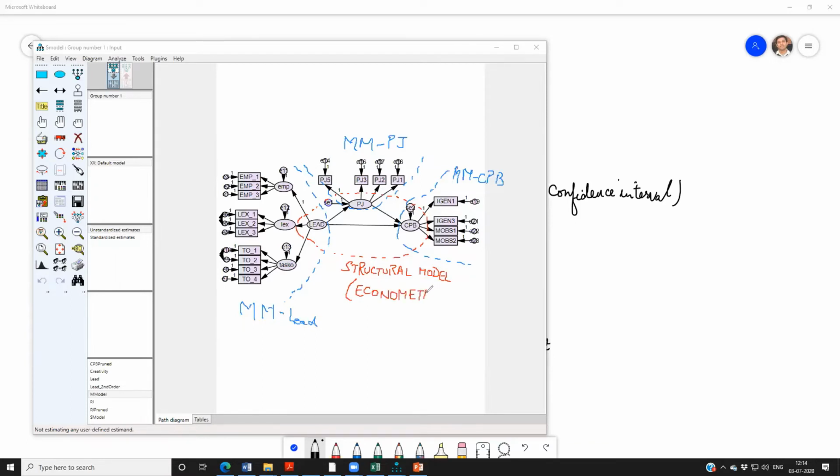Remember yesterday I was telling you that SEM is a mix of econometrics as well as psychometrics. Right? These measurement models are what we call testing for the measures, testing for our scale. So we are now going to do both of these at the same time.